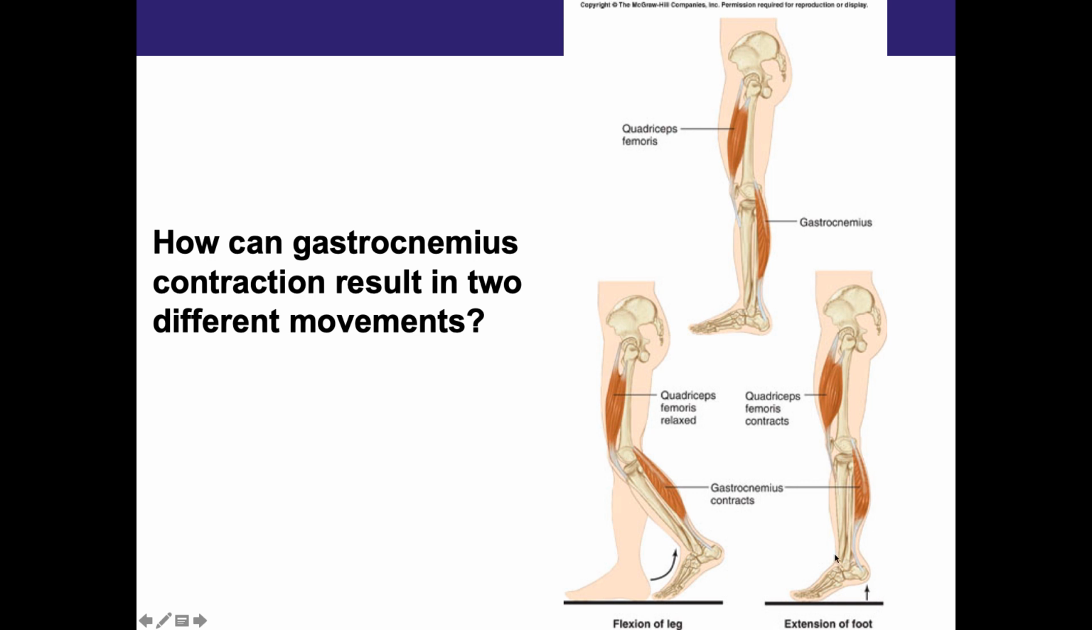But in this case, with the extension of the foot, you can see you're increasing the angle of the foot here. The gastrocnemius muscle is contracting, but this time the quadriceps are also contracting, and the foot is planted, so it picks up the heel. So yes, the gastrocnemius muscle contraction is occurring, but other muscles, and whether the foot is planted or not, make a difference in whether you're getting flexion or extension.